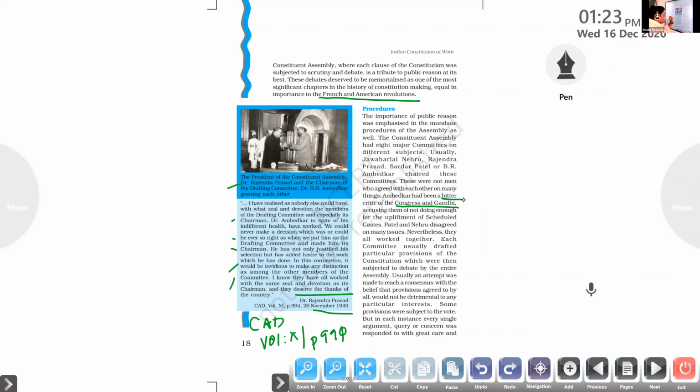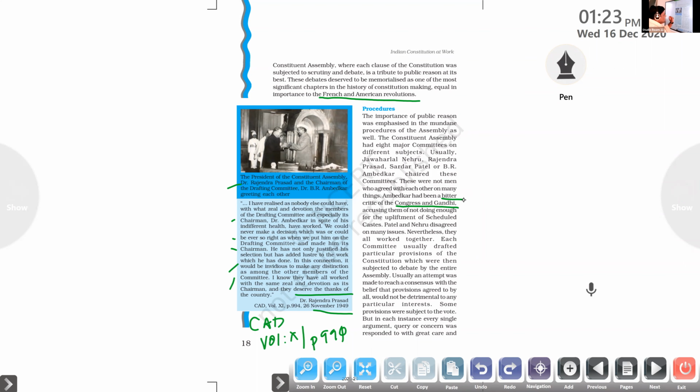So listen. Dr. B.R. Ambedkar was against the Congress party at that time, and he was a critic of Gandhiji, Mahatma Gandhi. The Gandhian idea is basically termed Gandhism, right? But Ambedkar is against that principle, against that idea, accusing them of not doing enough for the upliftment of the scheduled caste.